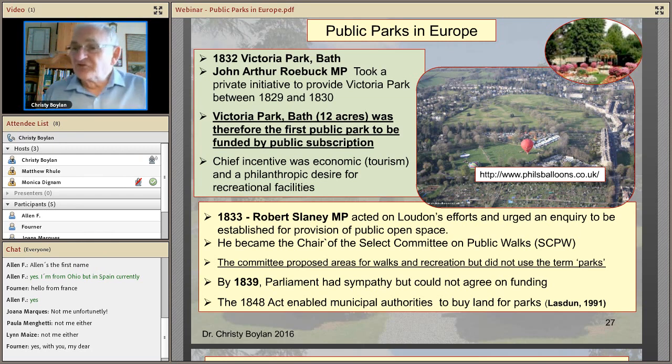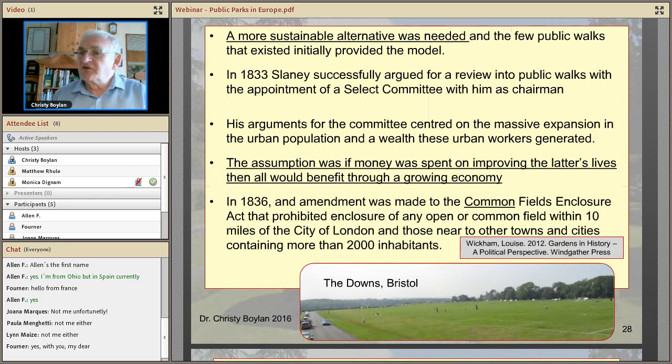Now, we mentioned Robert Slaney earlier, who acted on Loudon's advice, and he urged an inquiry to be established for the provision of public open space. This inquiry was known as the Select Committee on Public Walks, and he became its chair. They proposed areas for walks and recreation, but they didn't use the term parks. But by 1839, Parliament had sympathy but could not agree on funding.